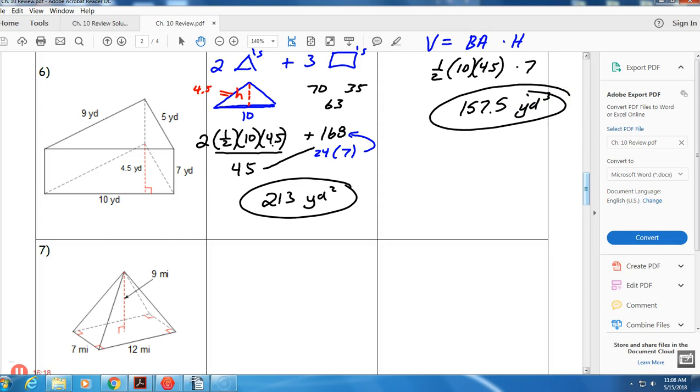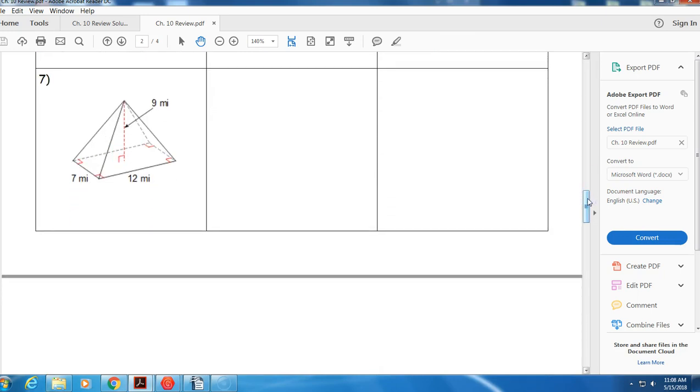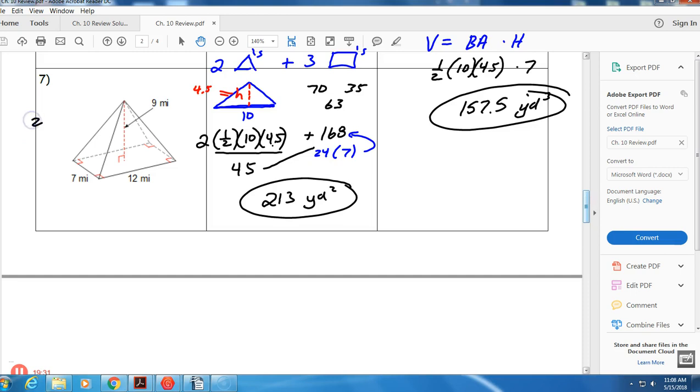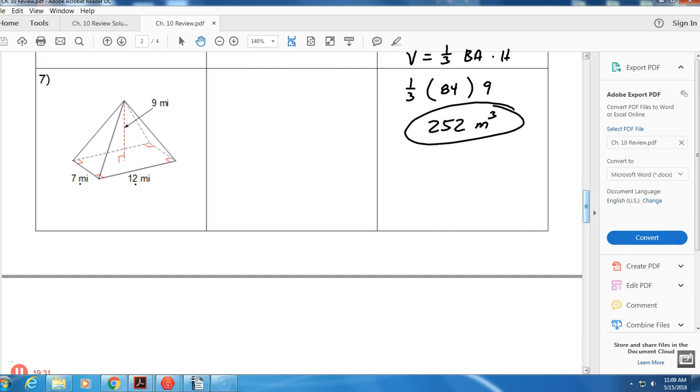All right, number 7. Tougher pyramid. The square pyramid is the easiest. Rectangular pyramid is a little bit rougher. Volume is no big deal. Let's just crank that out. Pointed object, so it's 1/3 base area times height. So we got 1/3. Base area is a rectangle, so it's just 12 times 7, 84. Height of 9, 1/3 of 9 is 3. 3 times 84 is 252. Yep, 252 miles cubed. Cha-ching. So that one's fast.